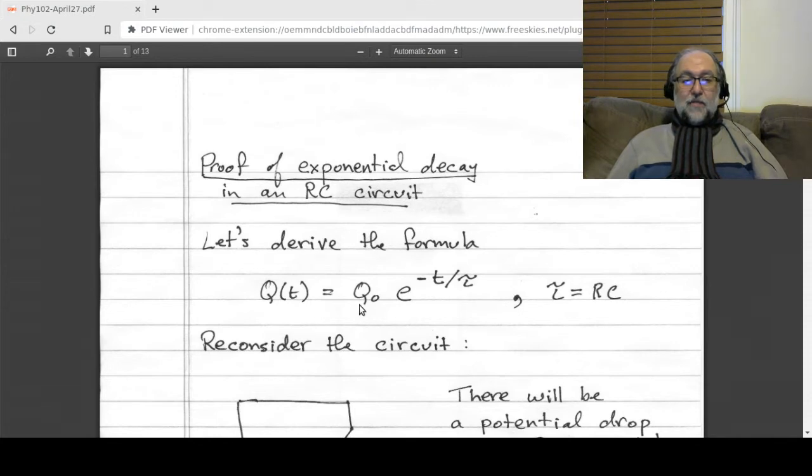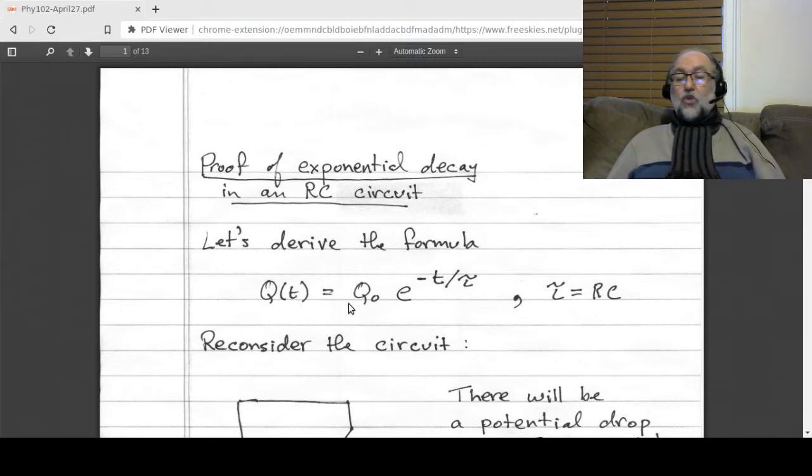This formula basically says if the capacitor begins with an initial charge of Q naught, when you close the circuit so that the capacitor can begin to discharge through the resistor, then the charge on the capacitor will decrease over time exponentially like this. The exponential has this time constant tau, and tau is equal to RC, okay? Basically, the bigger the resistor is, the longer it'll take to discharge, and also the bigger the capacitor is, the longer it'll take to discharge, okay?